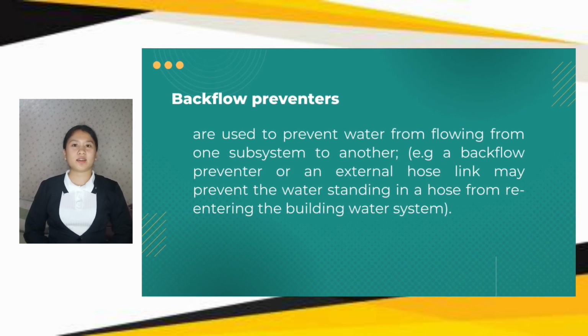Backflow preventers are used to prevent water from flowing from one subsystem to another. For example, a backflow preventer on an external hose link may prevent the water standing in a hose from re-entering the building water system. These are devices installed in hotel water pipes that only allow water to flow in one direction and not the opposite. Their purpose is to prevent drinking water from being contaminated with other sources because of backflow.